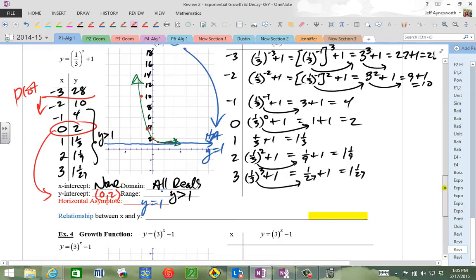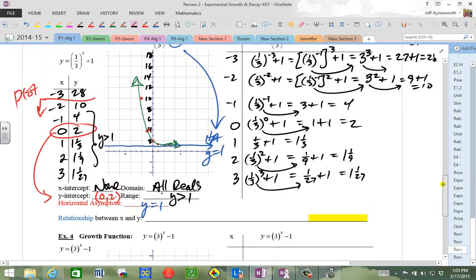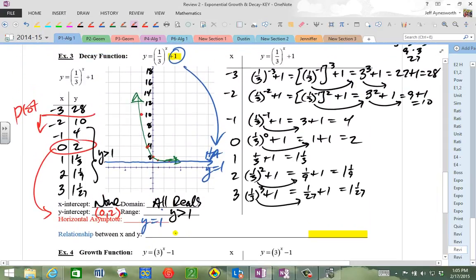Let's take a look at our last one here. Ooh, what's the relationship? Relationship is this: as x increases, y decreases for decay functions. So decay functions are all like this. As x increases, y decreases. It goes down, okay? Look at that. From 10 to 4 to 2, they obviously are decreasing. Decreasing, they go down. Okay, down.